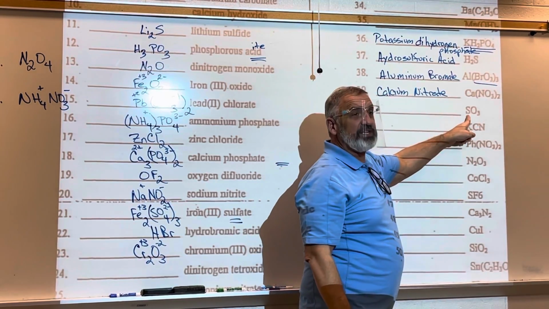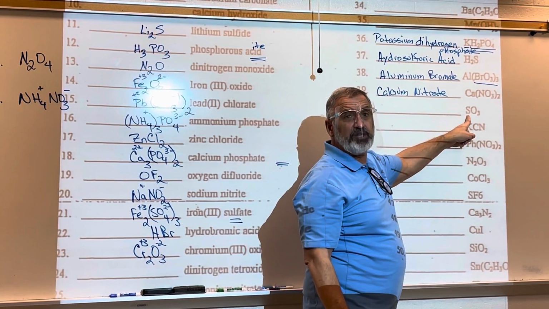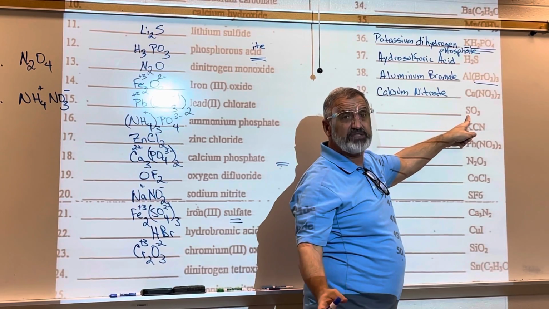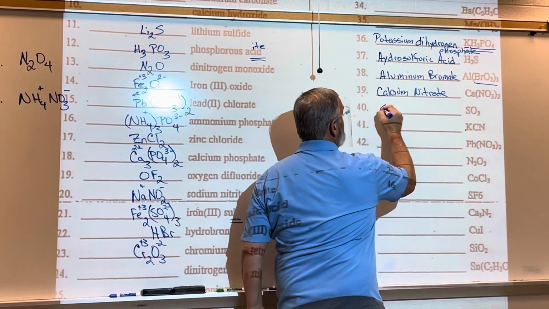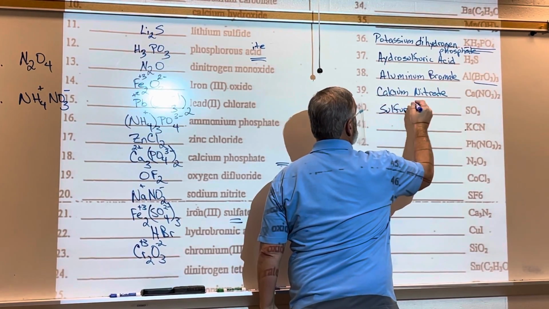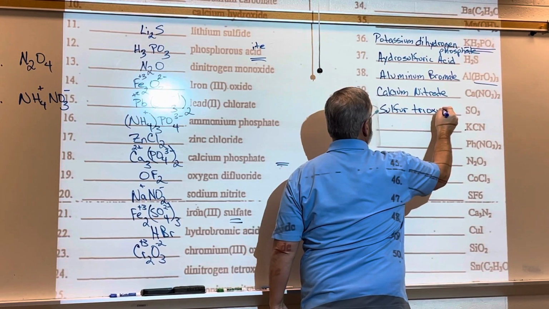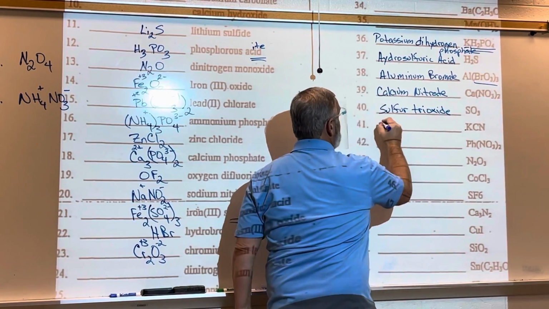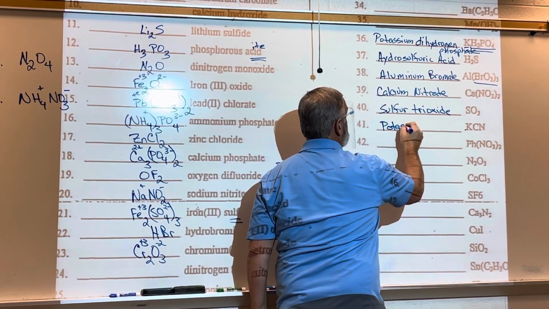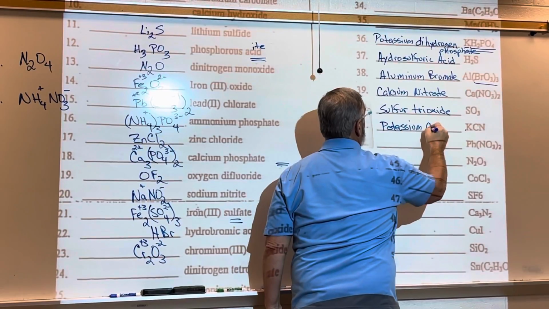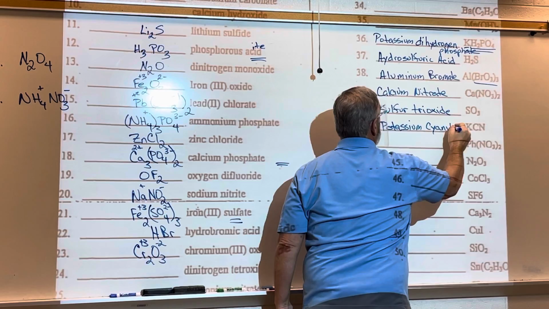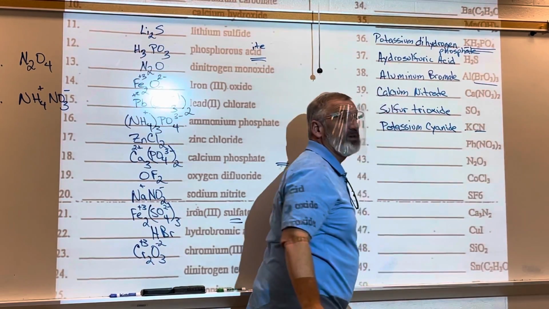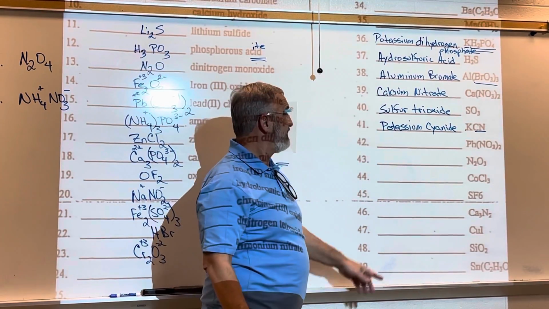SO3: is the positive thing hydrogen? No. Is the positive thing a metal? No, so it's a non-metal, so it's covalent, so I name with prefixes. Sulfur trioxide. Potassium cyanide. And again, you find the cyanide on your ion sheet.